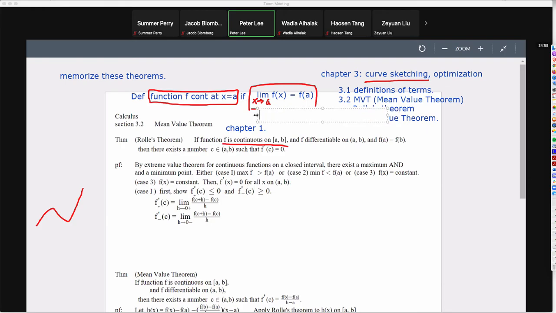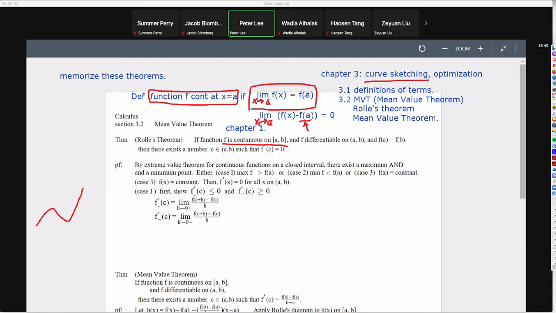It can be written as the limit as x approaches a of f of x minus f of a is equal to 0. Note that in this case, f of a is actually a constant. This is not changing, because here the variable is x. x is a variable, a is a constant. Therefore f of a is a fixed value.